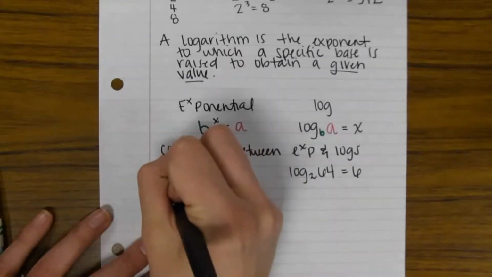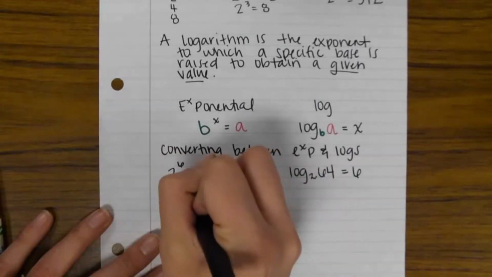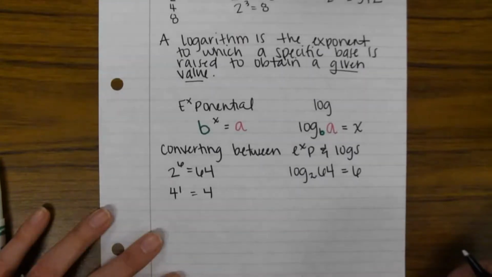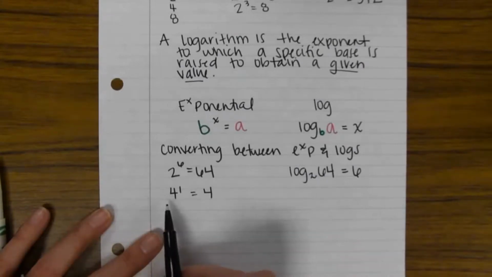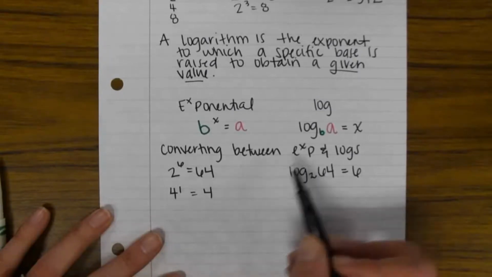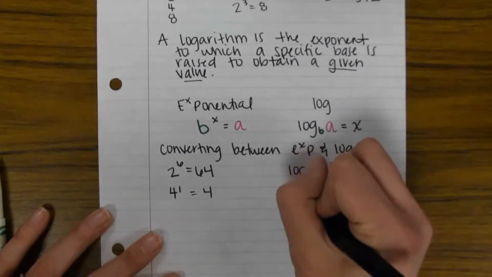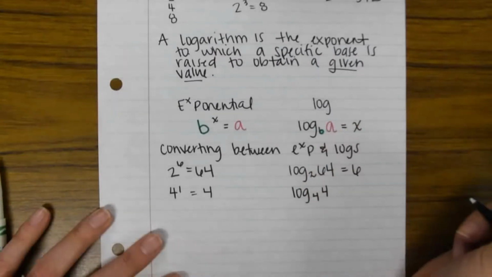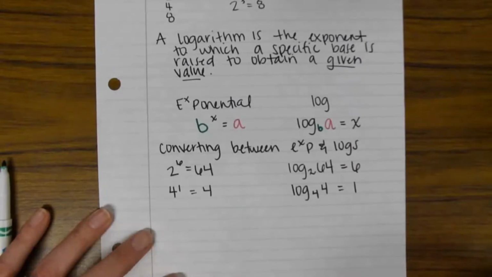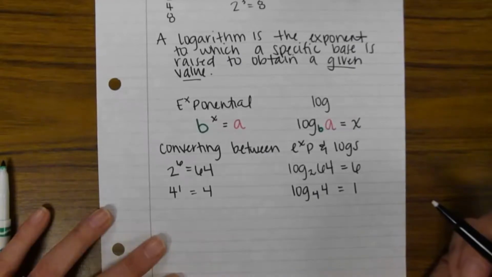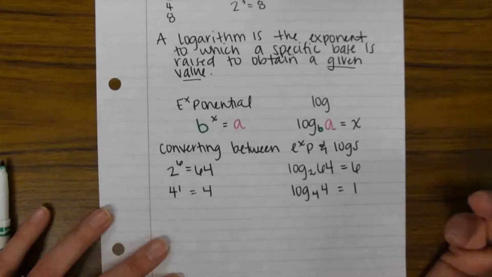Let's try another one. 4 to the first power equals 4. How can I rewrite this using logs? Well, my base is 4, my exponent is 1. My answer is 4. So if we look at this equation here, it's always going to be the base that goes down here, the answer that goes right here, and the exponent that goes over there. And we can remember that because we use logs to solve for the exponent. This is awesome.